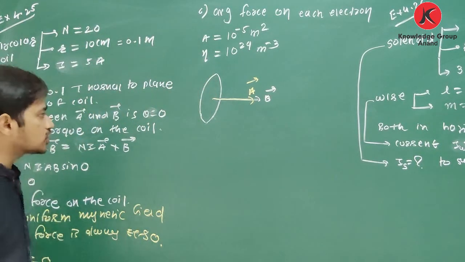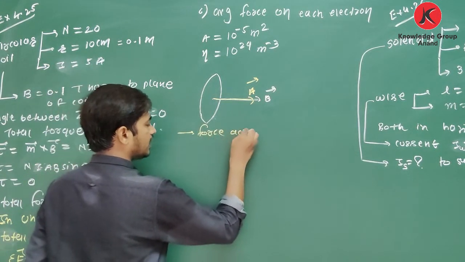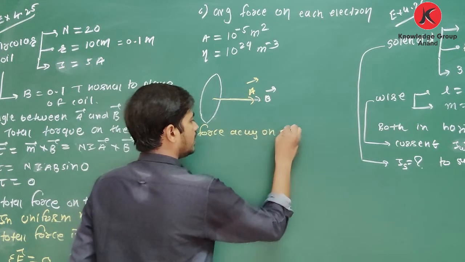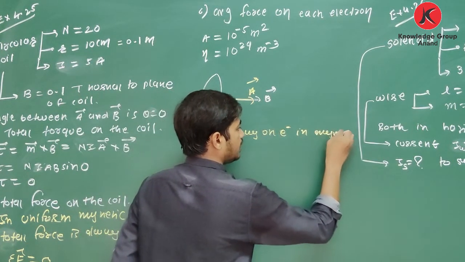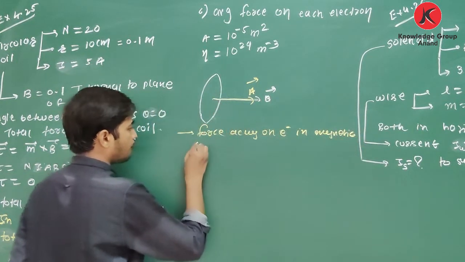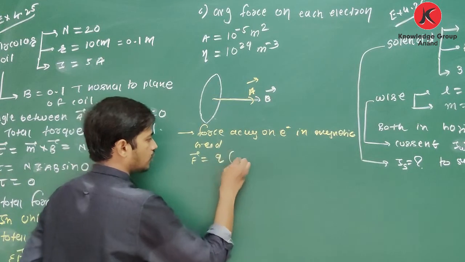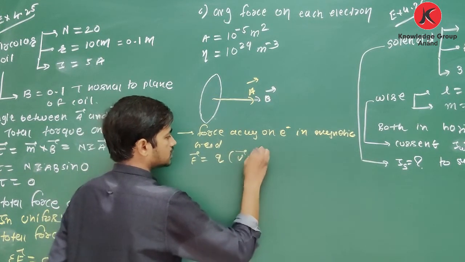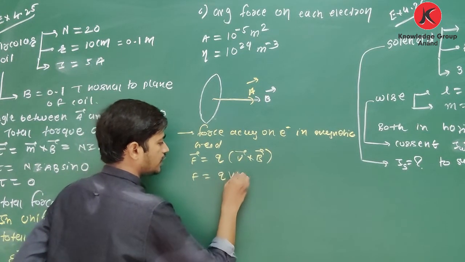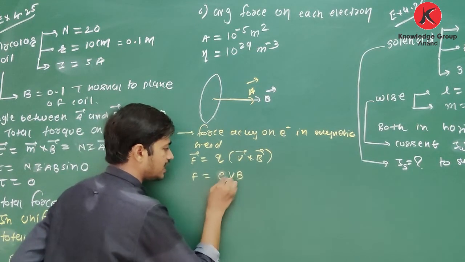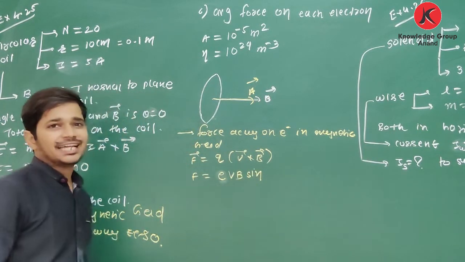And what is the force acting on an electron? Force acting on electrons in a magnetic field. What is the equation? F is equal to Q V cross B. What is its magnitude? F is equal to Q V B. I will replace this Q by E. E V B sine theta. What is the angle?